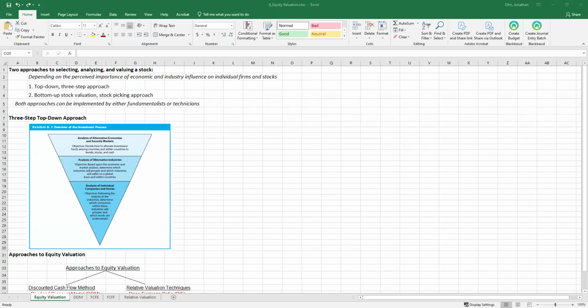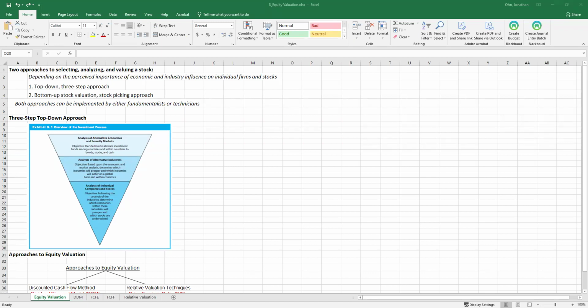Giovanni, can you read the first part? Two approaches to selecting, analyzing, and valuing a stock, depending on the perceived importance of economic and industry influence on individual firms and stocks. Number one, the top-down three-step approach. Number two, the bottom-up stock valuation, stock picking approach. Both approaches can be implemented by either fundamentalists or technicians.